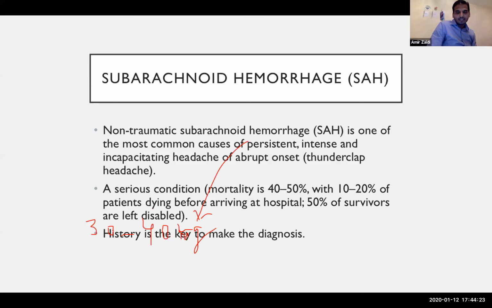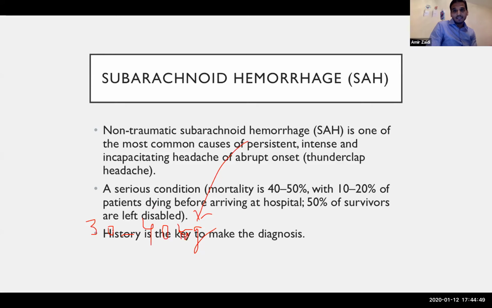Important secondary headaches, subarachnoid hemorrhage. The key is the history. In subarachnoid hemorrhage, the headache is sudden onset thunderclap headache. The importance is the definition of thunderclap headache. So headache should go to the peak. Peak means 10 out of 10, ideally within 60 seconds. That is what thunderclap headache is. If headache is building up over minutes, that is not thunderclap headache.